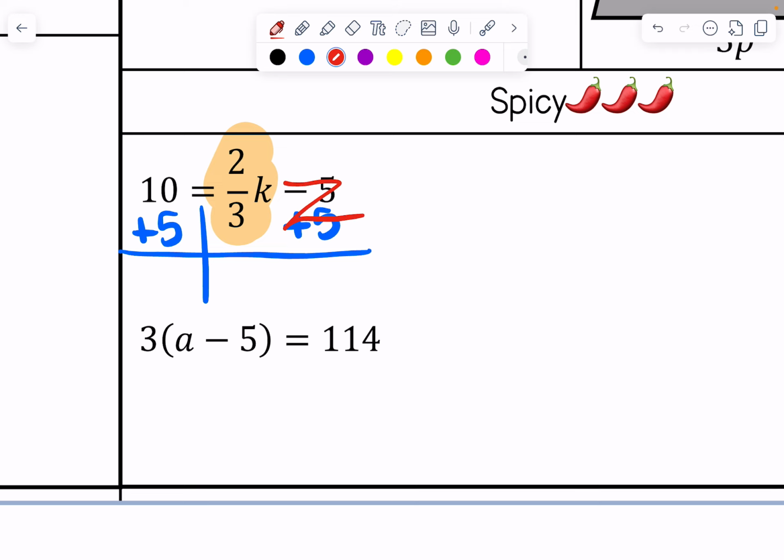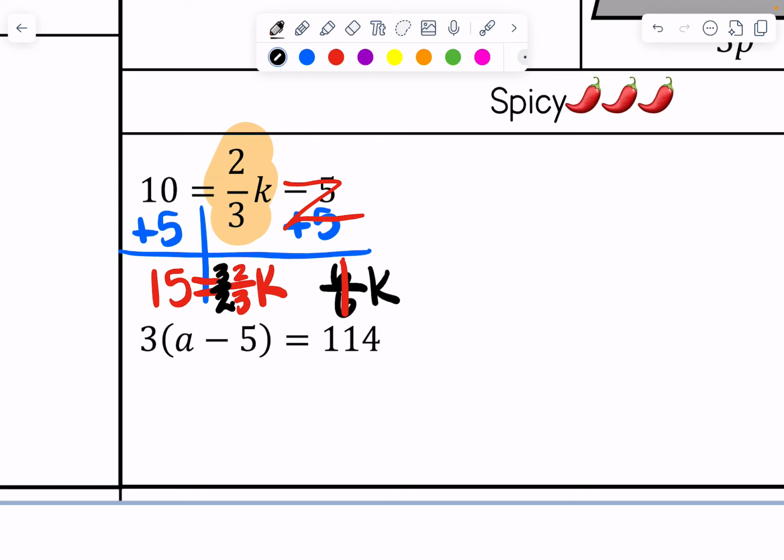My 5's will 0 out, so now I'm left with 2/3 k is equal to 15. Well, I know to undo this 2/3 k, I can multiply by the reciprocal of 2/3, which is 3/2. Remember, if we wanted to divide by 2/3, that's what we're doing. But when we divide by a fraction, it's the same as multiplying by the reciprocal. So on the right-hand side, 3 times 2 gives me 6, 2 times 3 gives me 6, and 6 over 6k, the 6's 1 out to leave me with k.